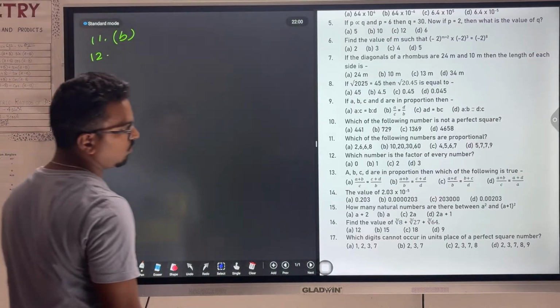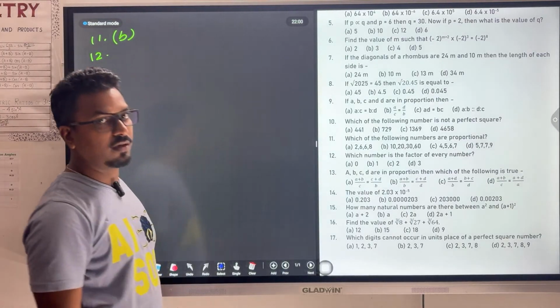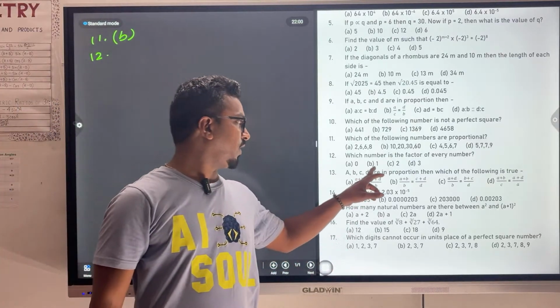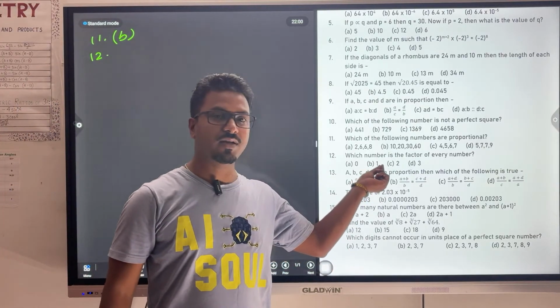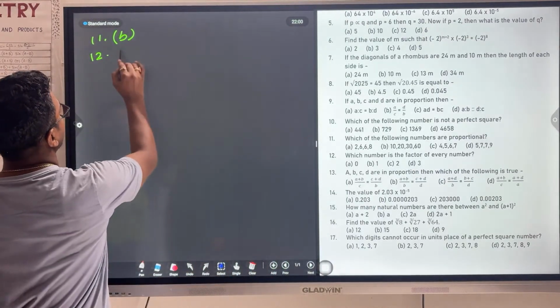What about question number 12? Which number is the factor of every number? Which number among these will be a factor? 1 is a factor of each and every number, right? So what will the option be? B.